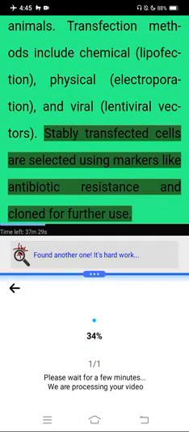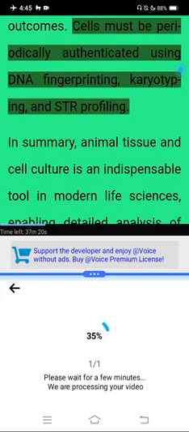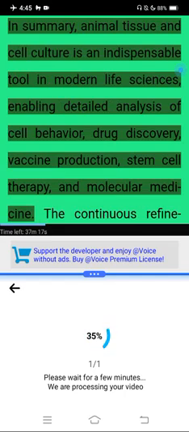Stably transfected cells are selected using markers like antibiotic resistance and cloned for further use. Quality control is vital in animal cell culture to avoid issues like mycoplasma contamination, which is common, difficult to detect, and can alter cellular metabolism and experimental outcomes. Cells must be periodically authenticated using DNA fingerprinting, karyotyping, and STR profiling.